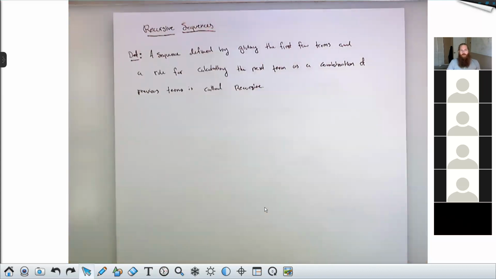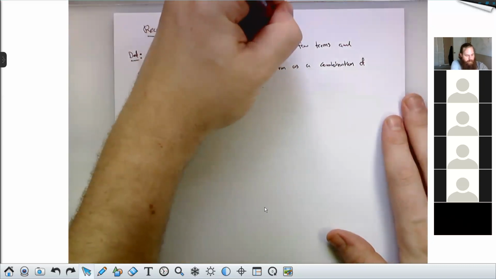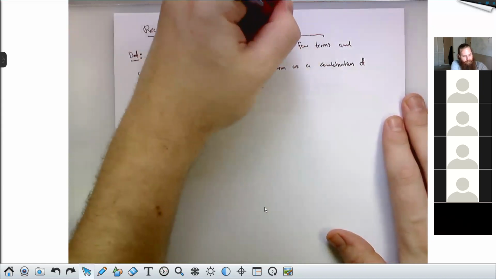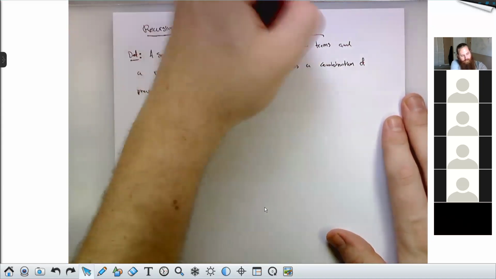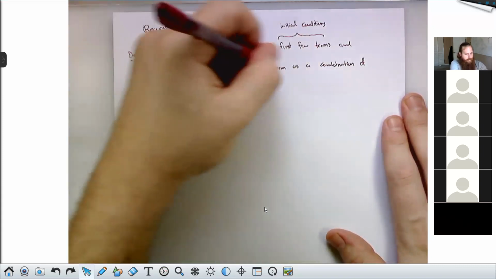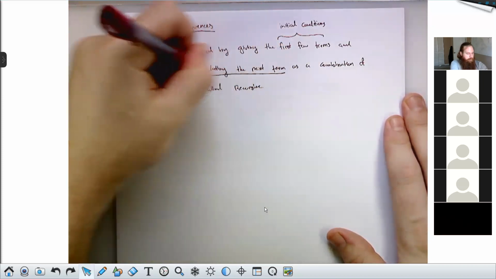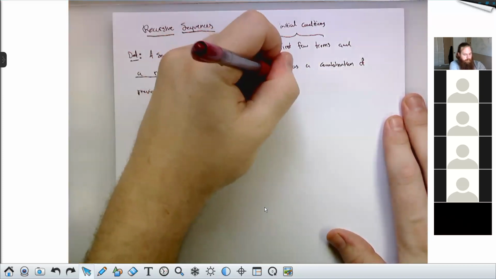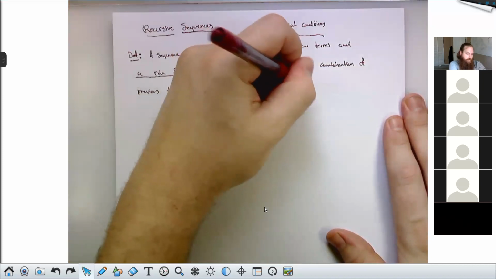If you've ever done any computer programming, you'll know what a recursion is. It's where you say, okay, to calculate the next thing, you mash up some combination of the previous things. These first few terms, these are called the initial conditions. And the rule for calculating the next term, this is called the recursion relation.